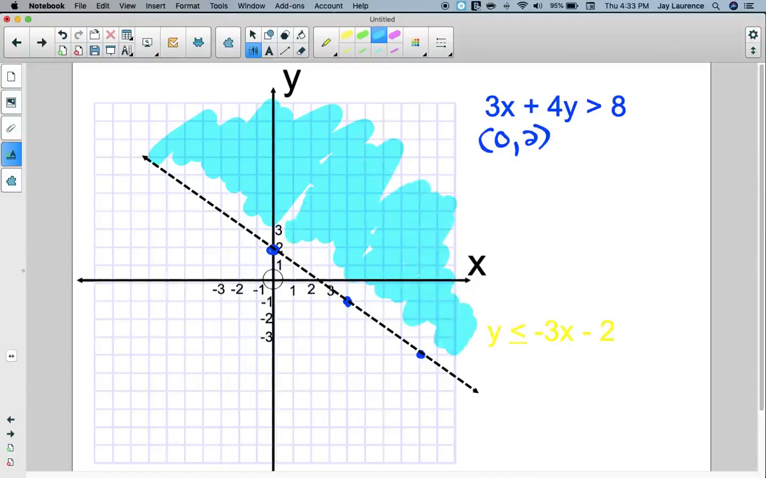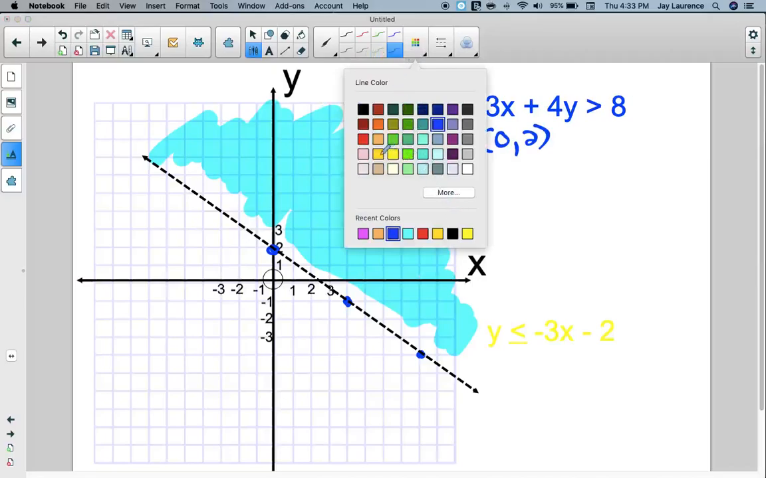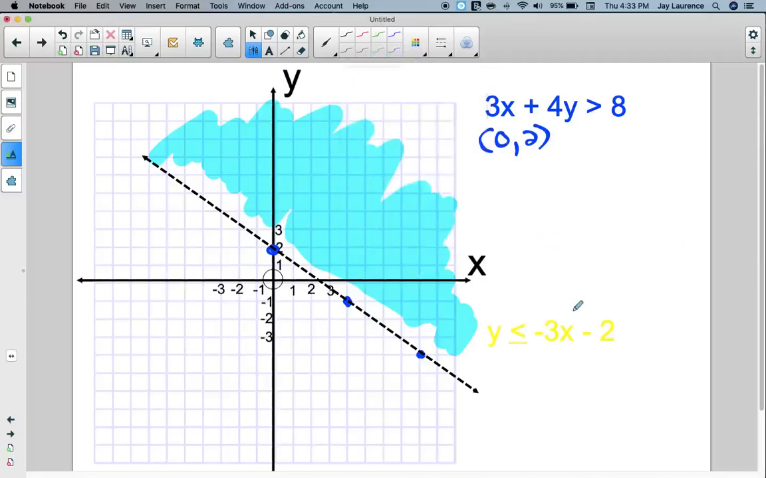Okay, we know we're shading above the line. I'm not going to be perfect about it. All right. So now I get ready to go and do the other equation. That one, I like this mustard kind of color. Slope-intercept form, y-intercept's -2. All right, slope is -3 over 1.